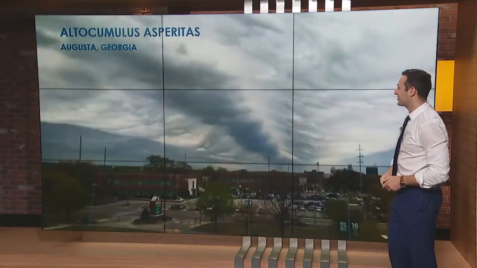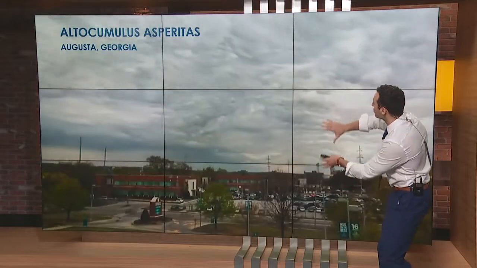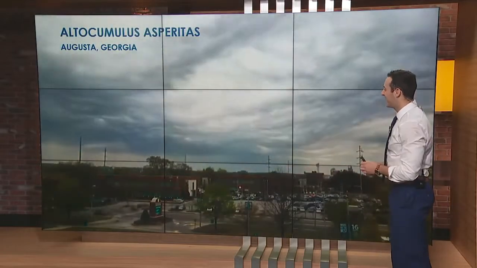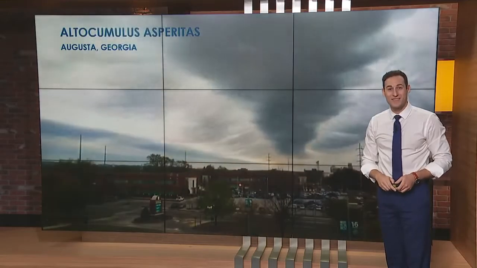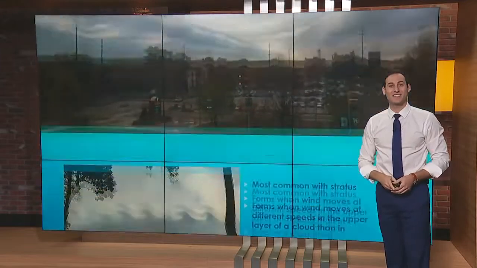This is in Augusta, Georgia. See those rippling waves in the sky? It literally looks like the ocean is above us in this picture. And I've had the luck of seeing this in person, and it is breathtaking. So if you ever see this, you know it is Asperitas clouds that's causing it.